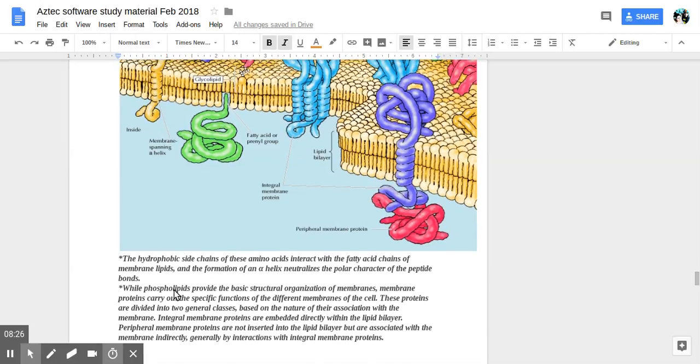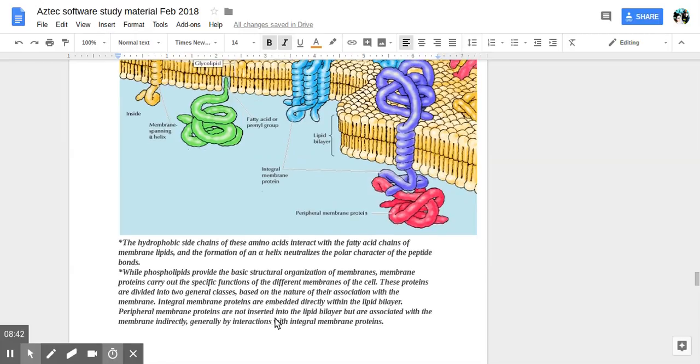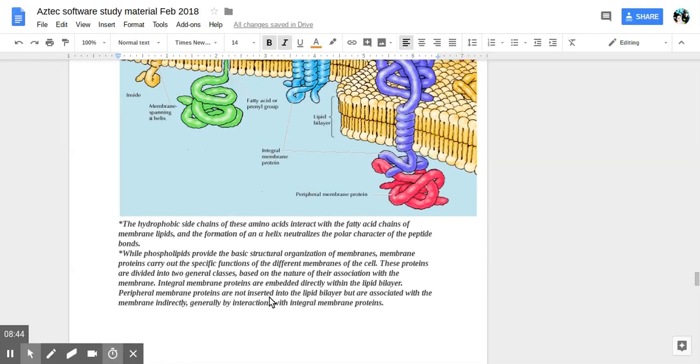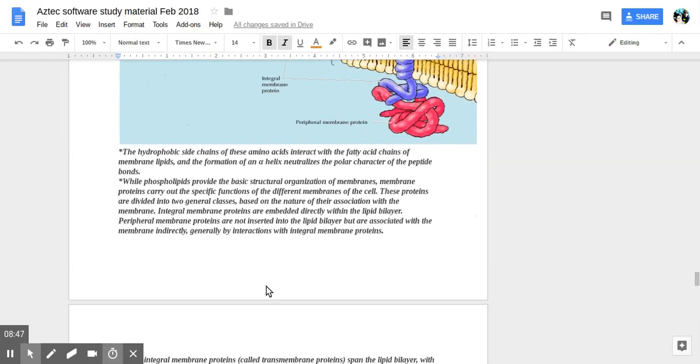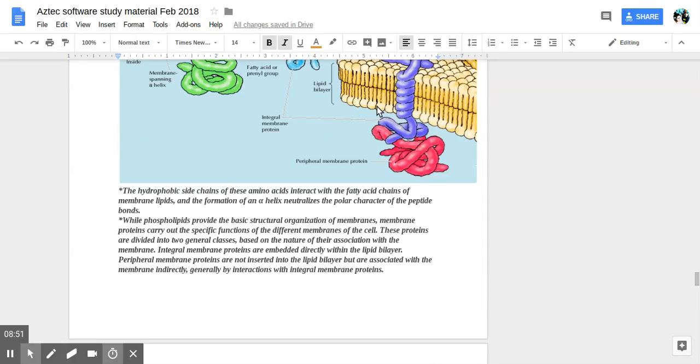While phospholipids provide the basic structural organization of membranes, membrane proteins carry the specific functions of the membranes. So there are two classes, again: integral proteins embedded within the bilayer, and peripheral proteins, which are not inserted but are associated with the membrane indirectly, generally by interactions with integral membrane proteins, as we saw right there.